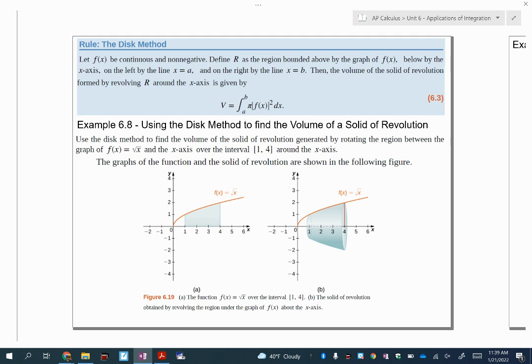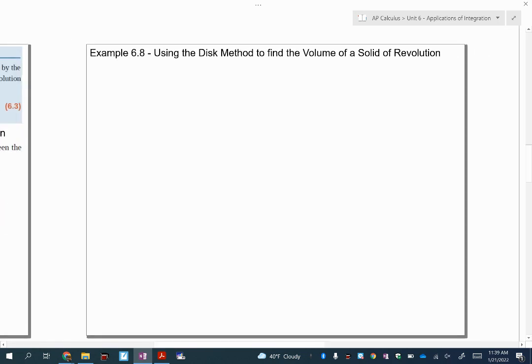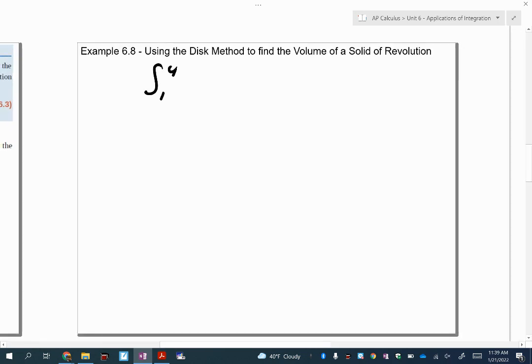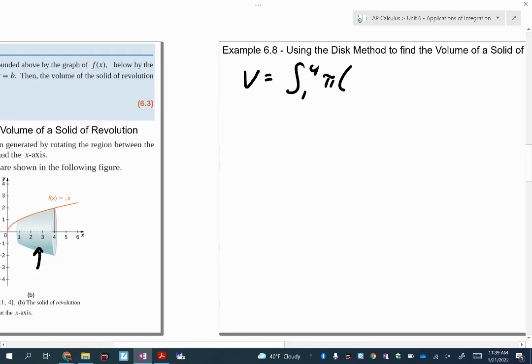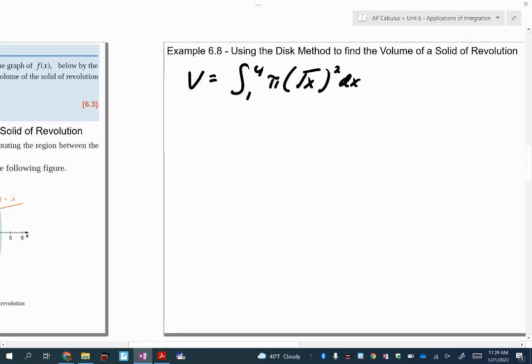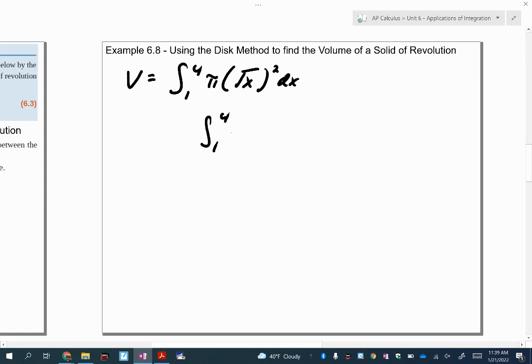Okay, so we're going to try this one. You notice the visual here, right? This visual here is something that we did last unit, finding the integral under the curve, the square root of x between 1 and 4. Now we're going to rotate that, revolve it around, get a solid of revolution, and find the volume of this solid. So I'm going to do the integral from 1 to 4 of pi times my function, which is the square root of x, squared dx. Now you guys know that the square root of x squared is just going to be x dx, and I'm going to put that pi in front.